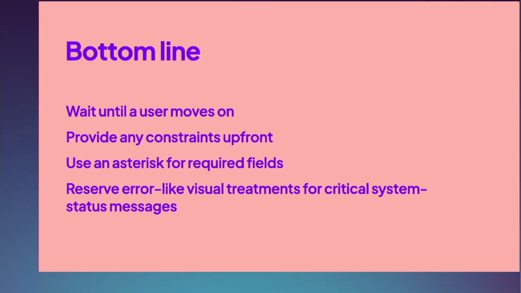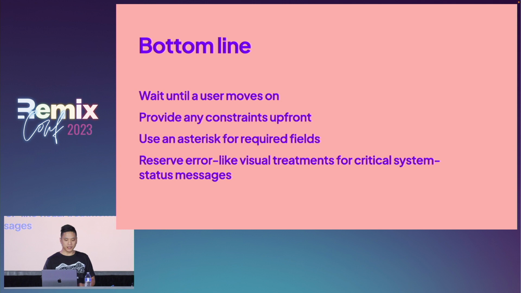So bottom line, wait until a user moves on from a field to display an error message related to an appropriate format, like zip code, email messages, dates, etc. Provide any constraints up front, so do not wait until the user begins typing or attempts to submit the entry. Once you determine that the user has finished typing an input, you may already know that the input is not valid, and you may want to display the error instead of waiting until the user submits.